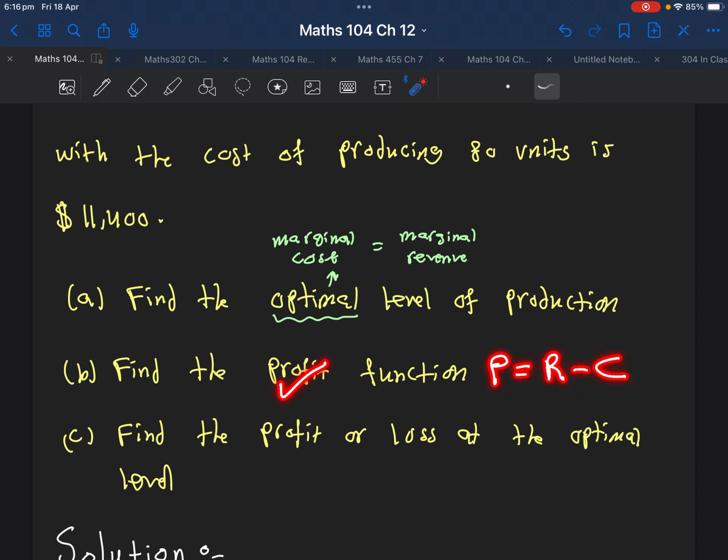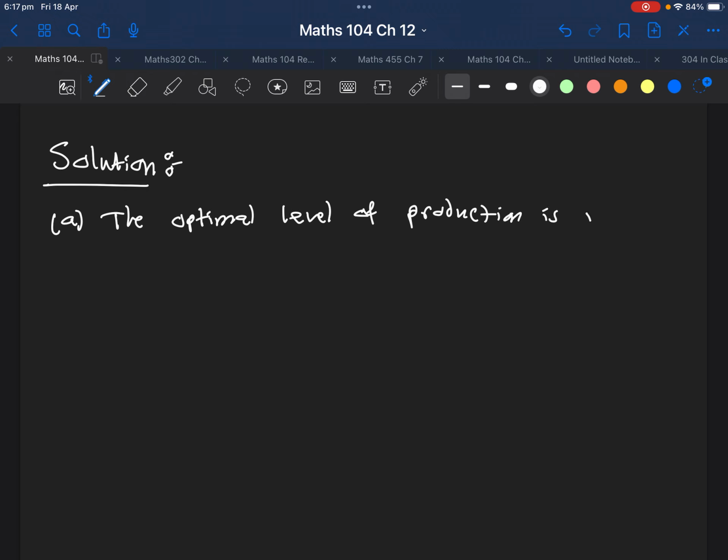So let's do it there. So question part A. The optimal level of production is when marginal cost equal marginal revenue. Which means this is the marginal cost should equal this is the marginal revenue.